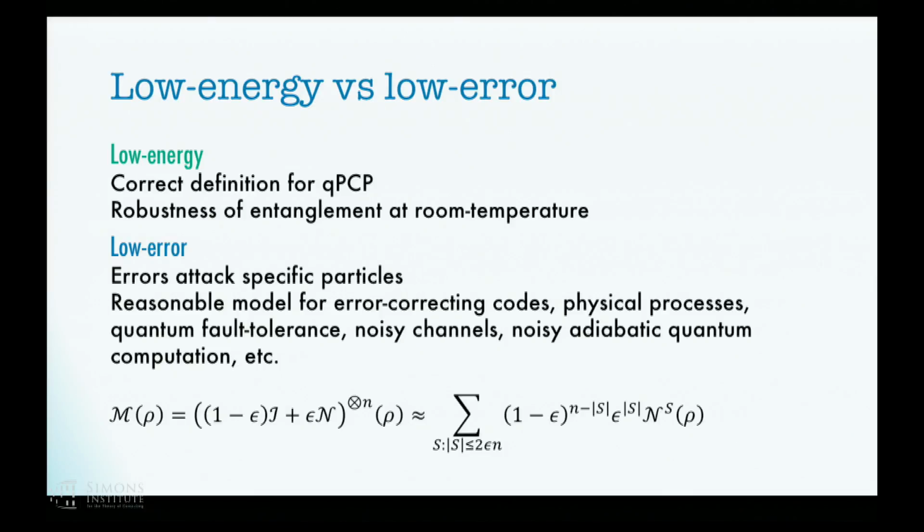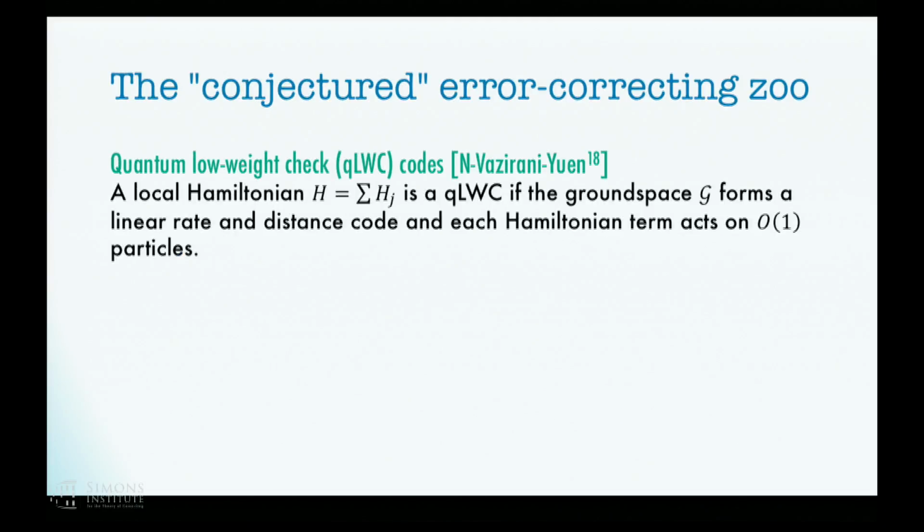And actually, as a simple consequence of us building this NLETS Hamiltonian, because this error model is so specific, we were able to create a different type of error correcting code, which we called a quantum low weight check code, that has really good properties in a lot of different ways. It has linear rate and distance, and each of the terms is local. It acts only on a constant number of things. I think we can do it with 7.